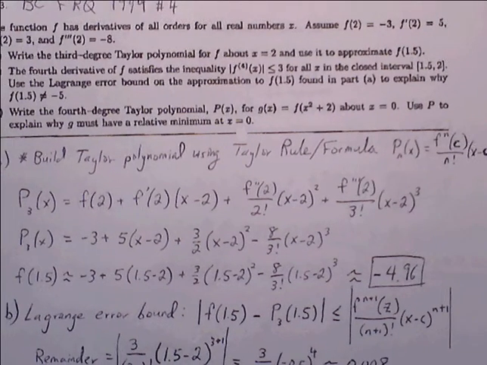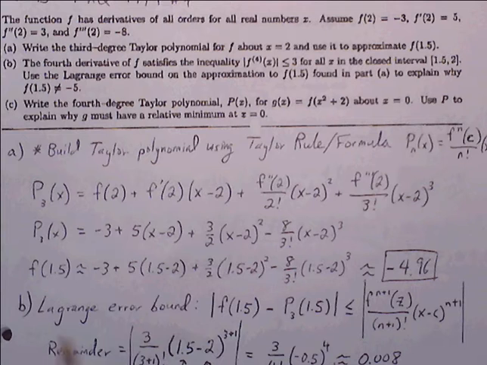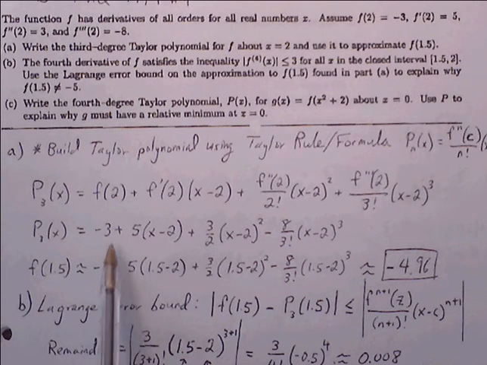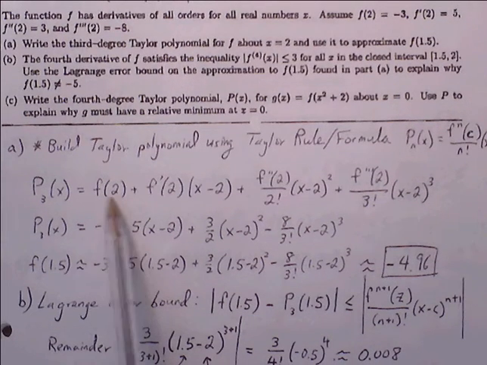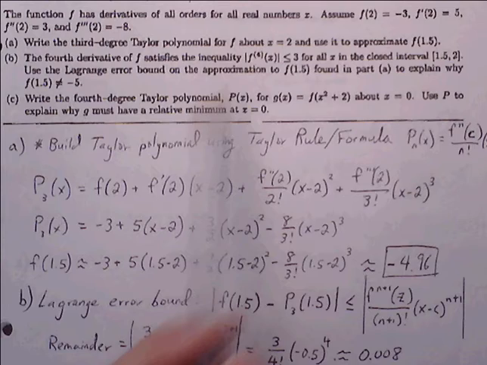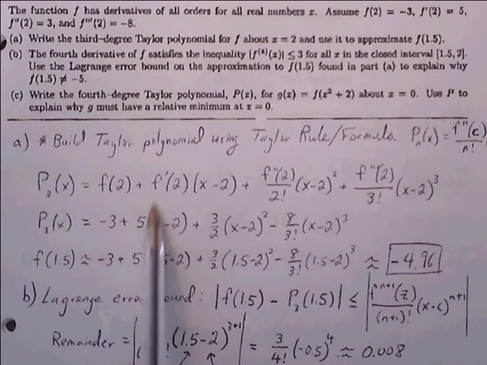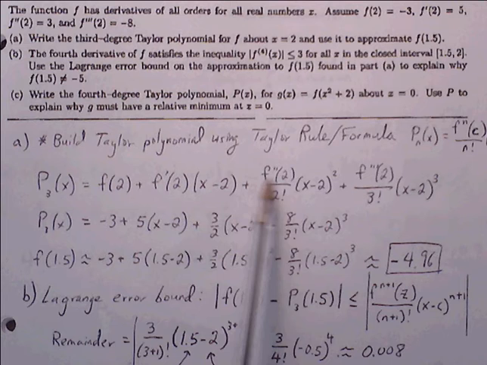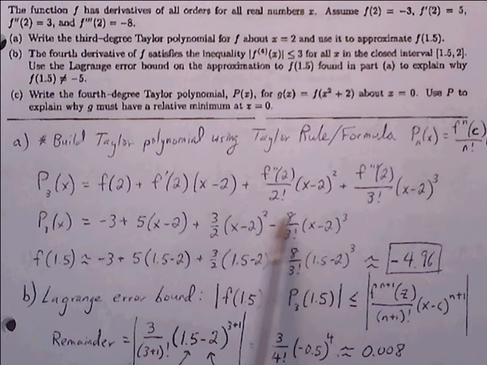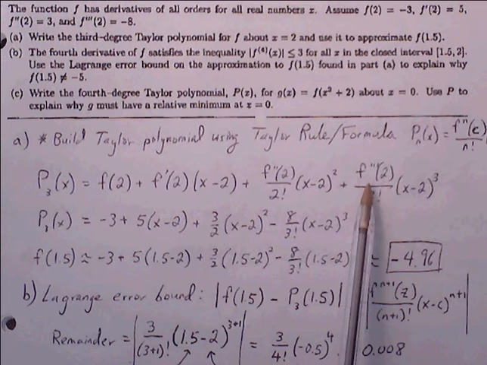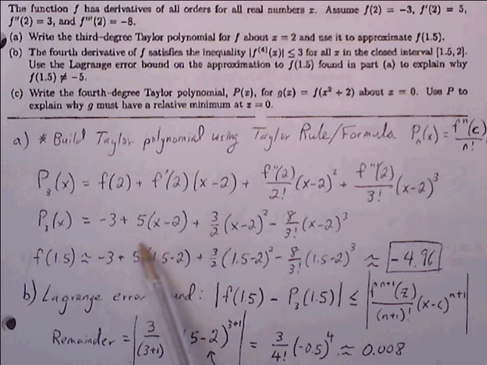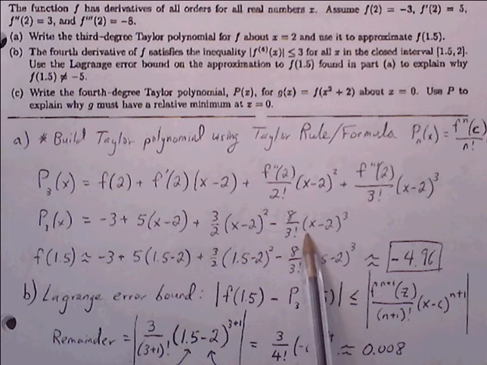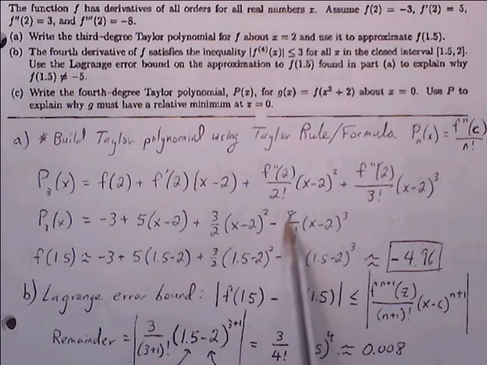And then we can just plug all this information that's given to us into our polynomial approximation. So negative 3 replaces f of 2. 5 gets plugged in for f prime of 2. f double prime of 2 gets replaced with 3. And then the third derivative evaluated at 2 gets replaced with negative 8. Okay. And if we clean this up a little bit more, or we can leave it like this, it's essentially 8 over 6, which is 4/3.